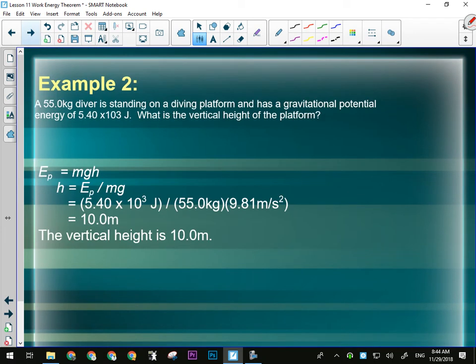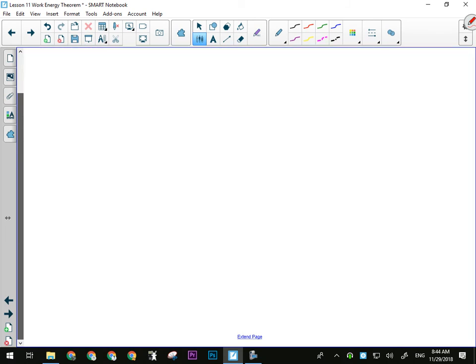Another one that might require us to do a little bit of manipulating of that formula would be that we're told that we have a 55 kilogram diver standing on a diving platform, and they have 5,400 joules worth of potential energy. What is the height of the platform? I'll just walk through this so you see it done here. So EP equals m times g times h, and I'm trying to find the height of the platform. So how do I get h by itself? I divide by m and g. I leave h where it is. Now I'm solving for h.